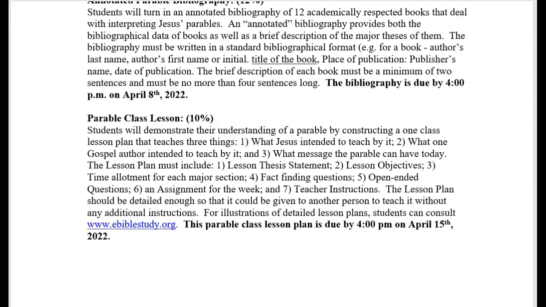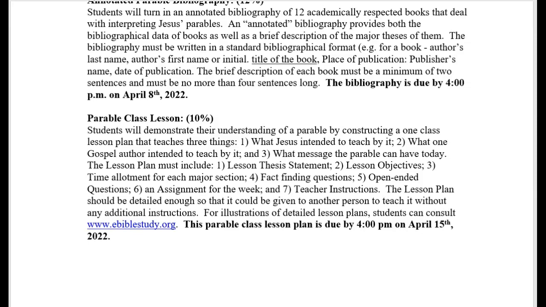Your lesson objectives, so different things that you hope that the students or the people who are hearing this lesson will learn. A time allotment for each major section, how much time you're going to spend on talking about each different idea. So usually I'm expecting a lesson to be somewhere between 30 to 45 minutes. So how are you going to break up that 30 to 45 minutes? How much time is going to be spent on each major lesson idea?